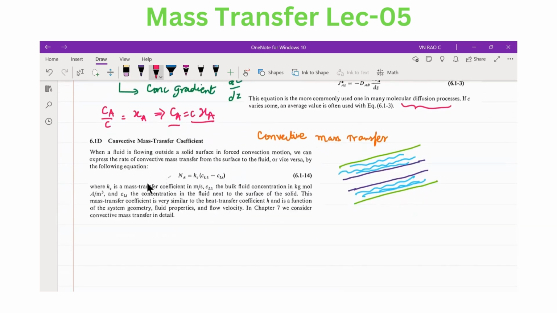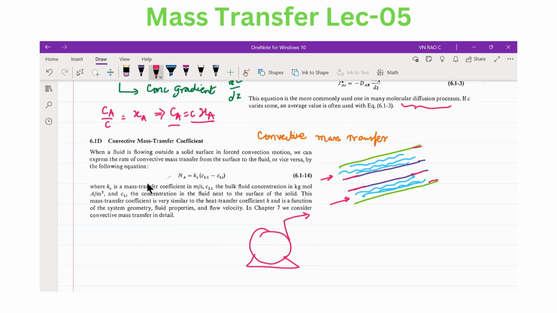Now the second case is when the fluid is flowing outside a surface. I have taken a diagram here. This is a pipeline surface, and there is one more pipeline inside. The fluid is flowing in the annulus. This is the surface, and the fluid is in blue. When the fluid is flowing outside a solid surface in forced convection motion, say through a pump, we can express the rate of convective mass transfer from surface to the fluid.